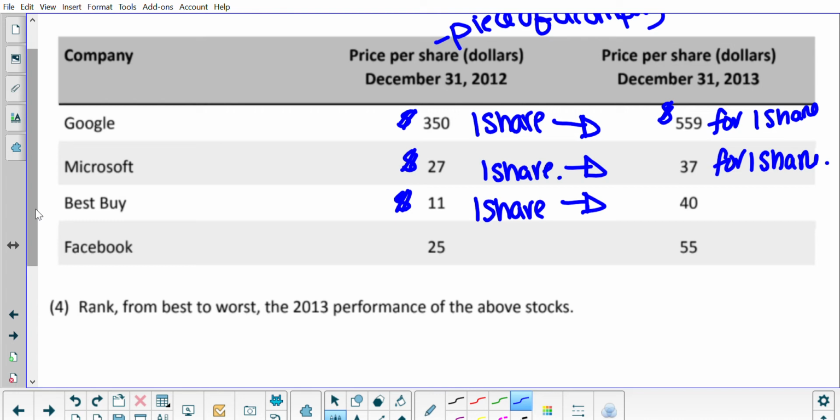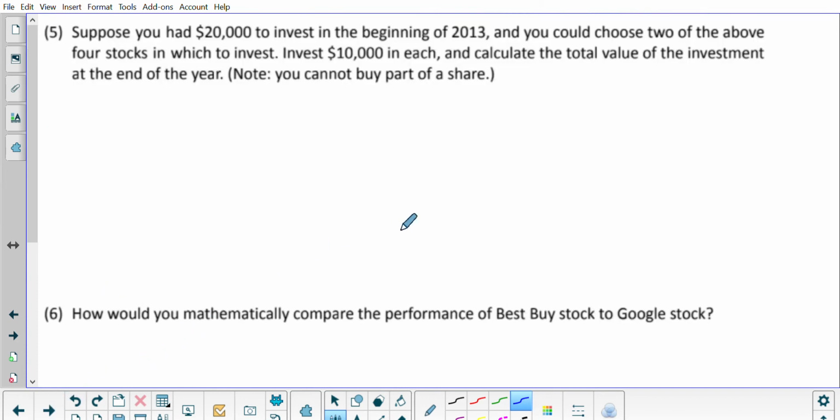Okay, so I'm going to assume that the majority of you probably picked Google because it costs the most for each share. So I'm going to assume that you chose Google, and we're going to use Google for our next question. And we're also going to use Best Buy because it's not the lowest. But I like Best Buy and Google. So let's look at this next question.